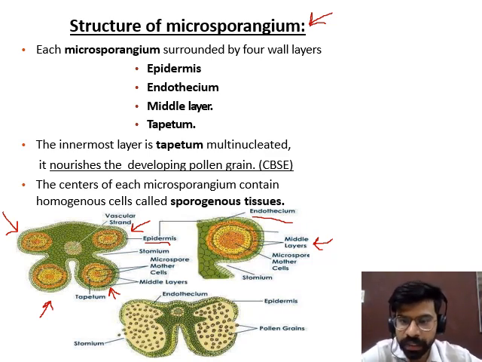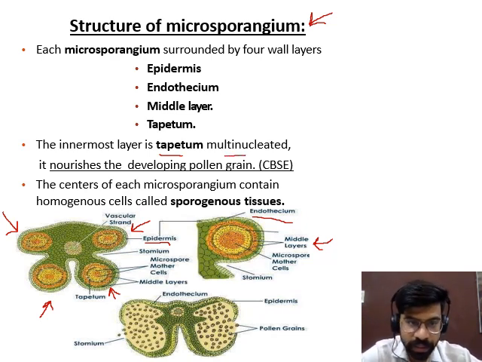So microsporangium is surrounded by 4 wall layers. Outer layer is epidermis, next endothecium, next several layers named the middle layer, and then tapetum. Tapetum is the innermost layer. Note down, tapetum is the innermost layer. Innermost means inside the middle layer the tapetum is present. Tapetum is generally multinucleate. Multinucleate means more than one nucleus is present.